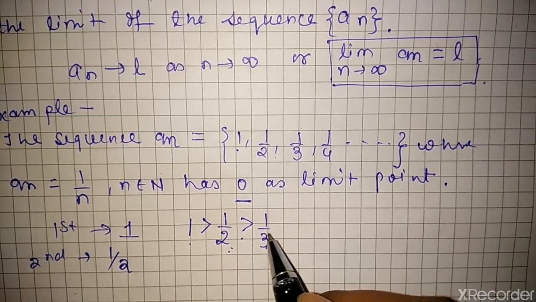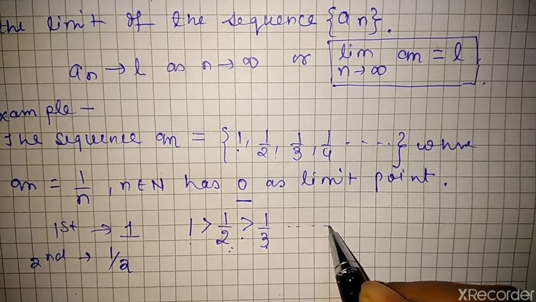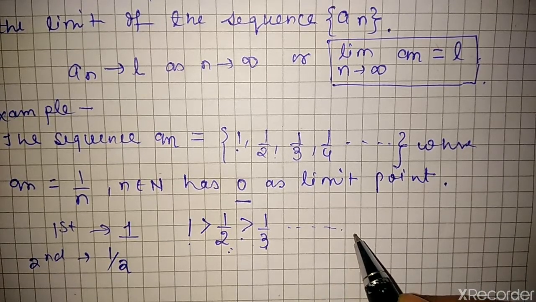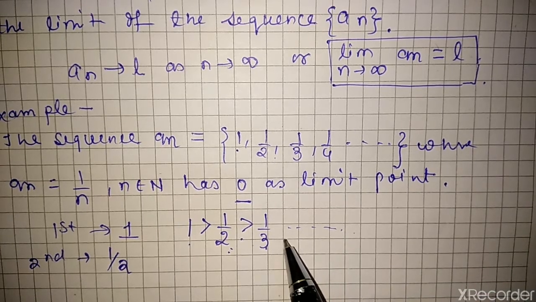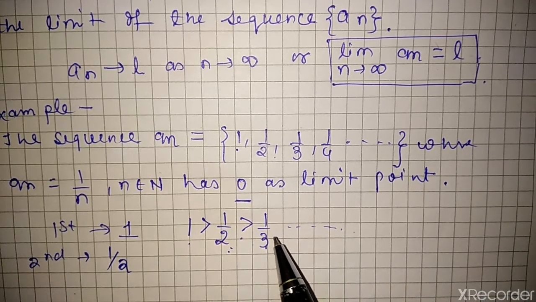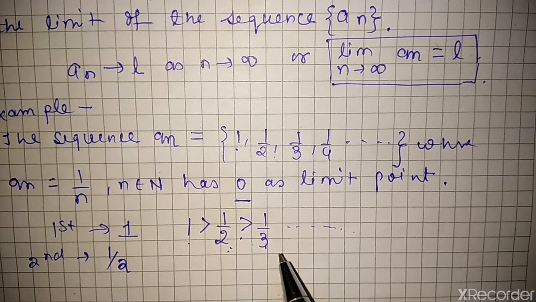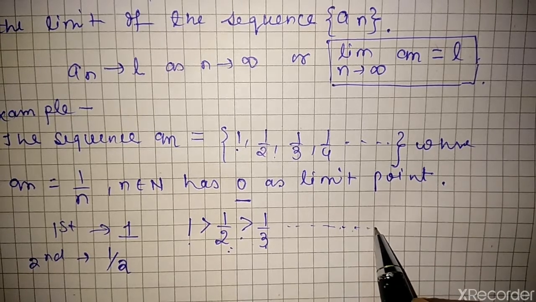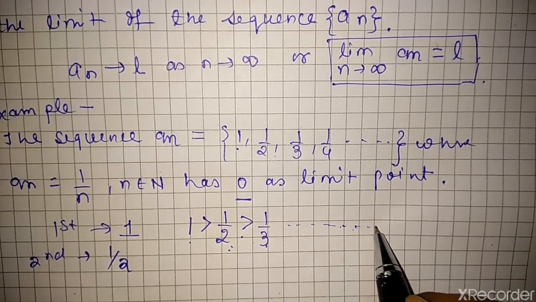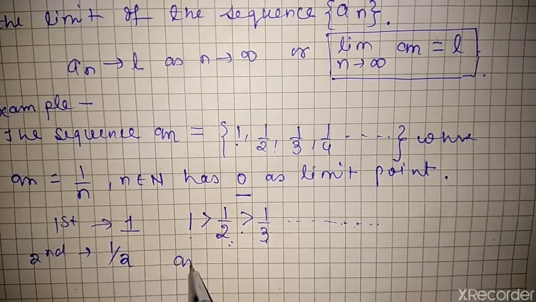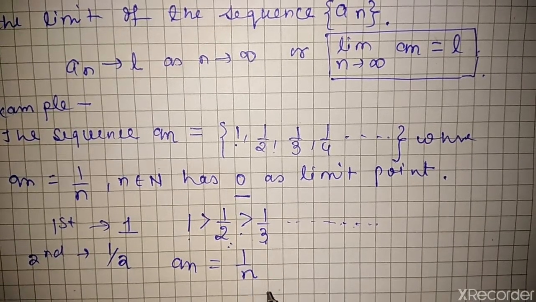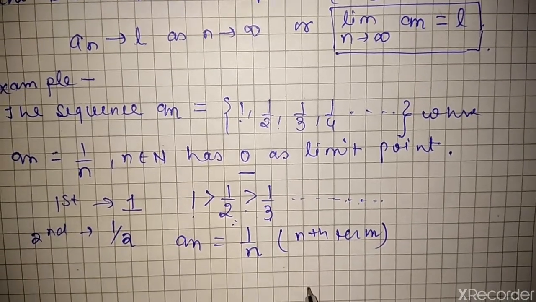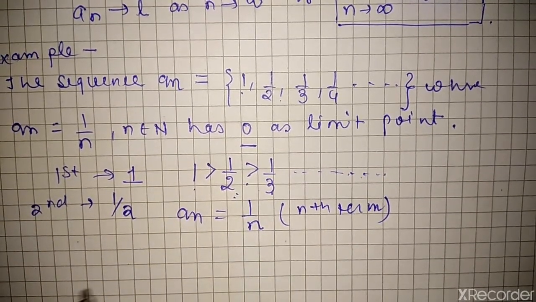If we move to the infinite terms, what we see is that as we count more and more terms of the sequence, the value of each term goes on diminishing, and the terms gradually approach the value 0 as we move towards infinity. So if an equals 1 by n, it is the nth term.